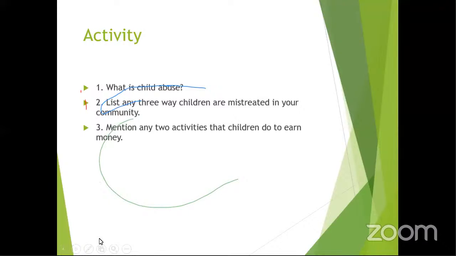So that is what we intended to look at today. Starting with child abuse, we said that this is the mistreatment of children by adults. We also looked at the ways how children are mistreated. We looked at very many ways. And lastly, we have also looked at the activities done by children to earn money.